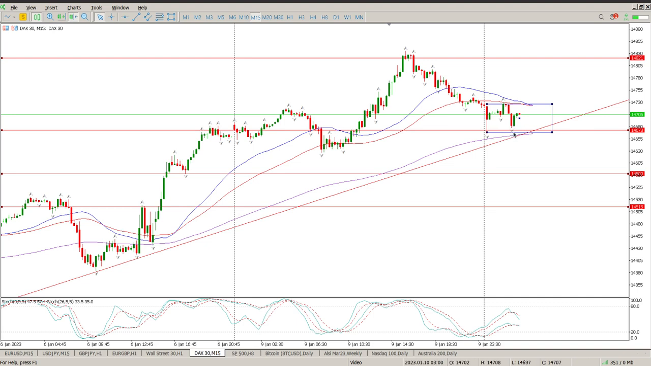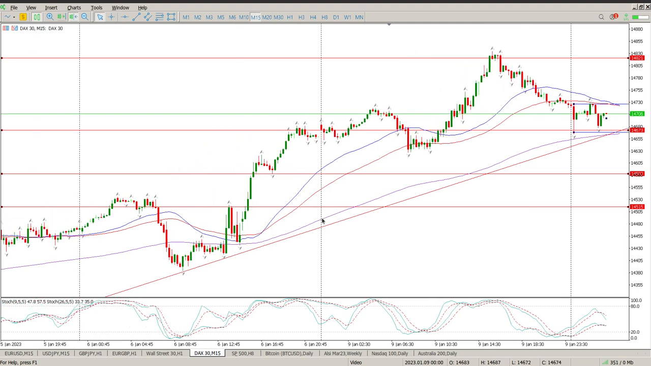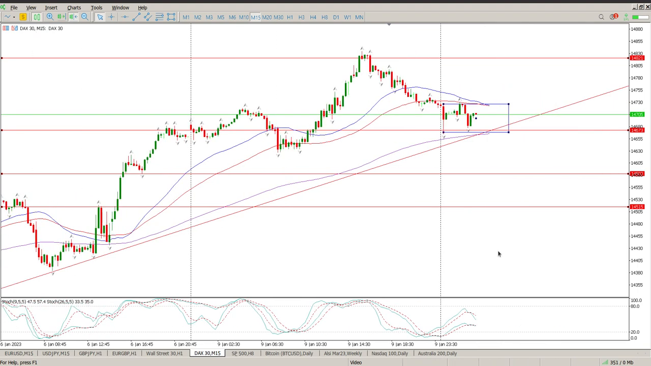But if we do get through this, then this level here is definitely your next target at 14,583. And then you have a little gap here, another little gap down here, and then you've got this big gap here. So that would start setting up a bigger pullback. I'm not entirely convinced of that, to be honest. So we are in between the moving averages here.